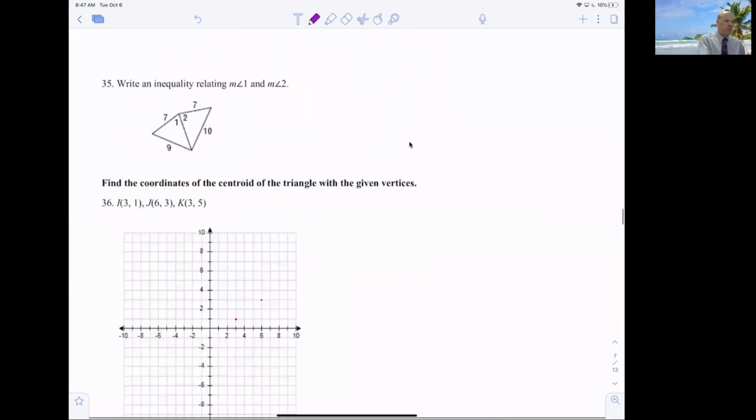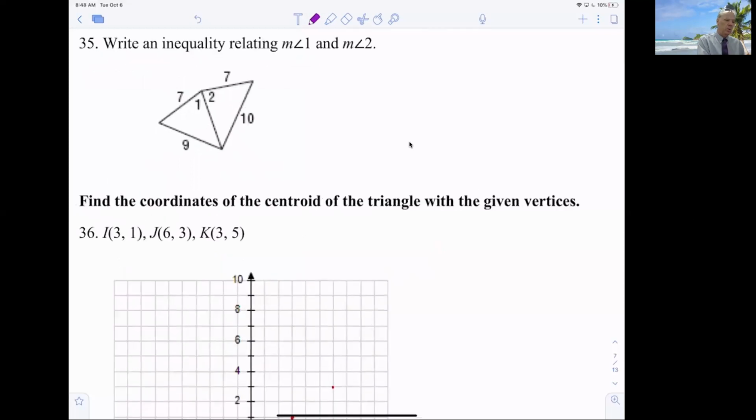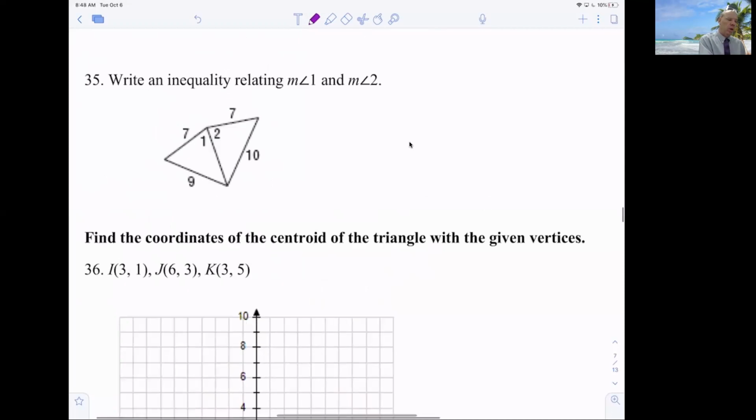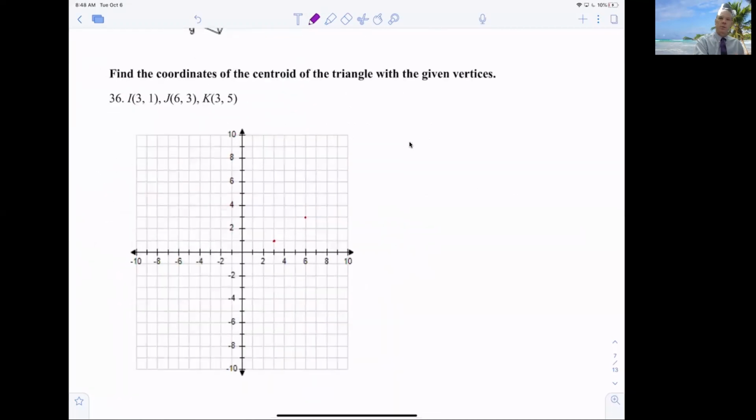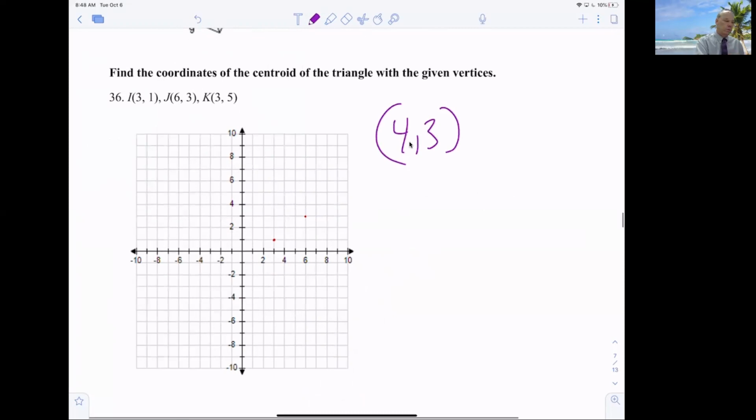All right, let's go to 35. Write an inequality relating angle 1 and angle 2. Angle 1 is what? Less than angle 2, right? Everybody okay with that? Is this centroid again? So that was an easy one, right? So that's just what? 4, 3. Everybody okay with that? Just a formula. I don't care if you use it.